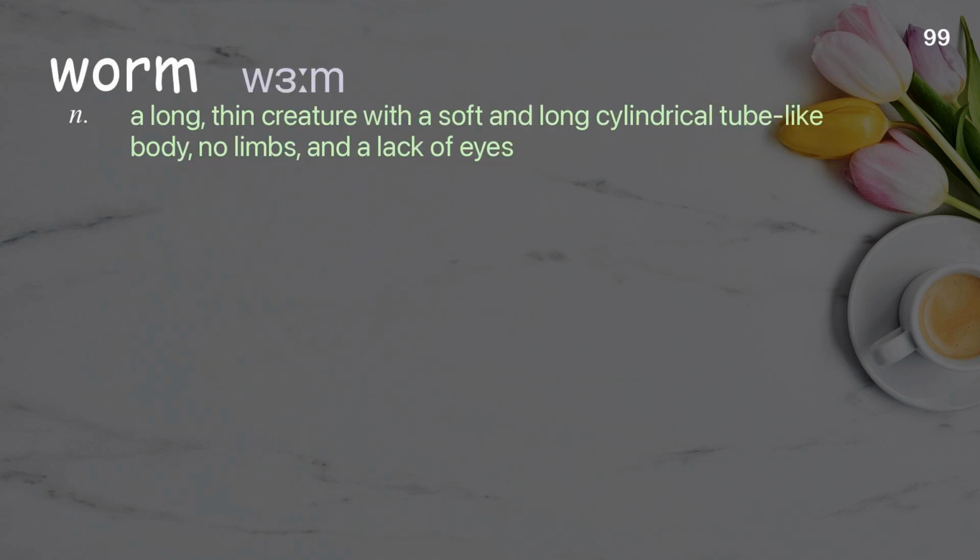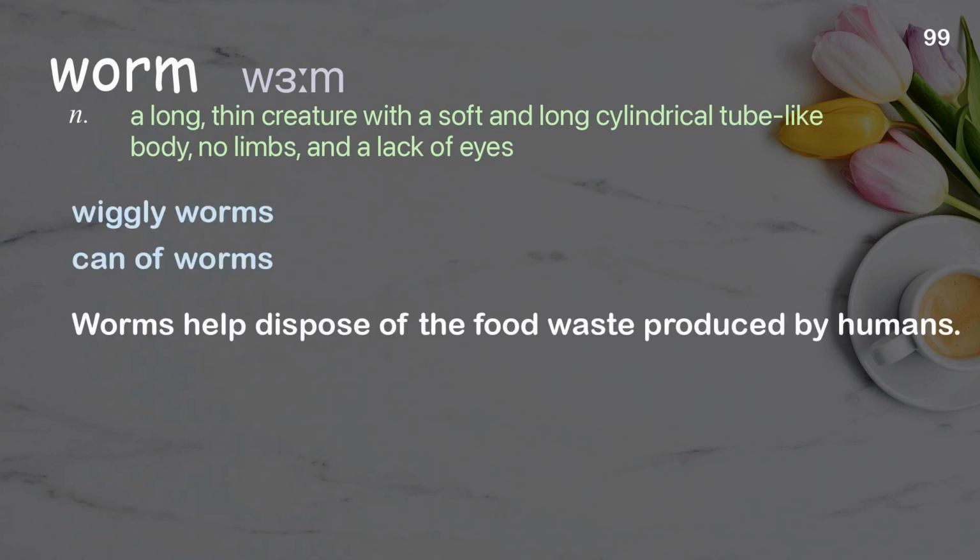Worm. A long, thin creature with a soft and long cylindrical tube-like body, no limbs, and a lack of eyes. Examples: Wiggly worms. Can of worms. Worms help dispose of the food waste produced by humans.